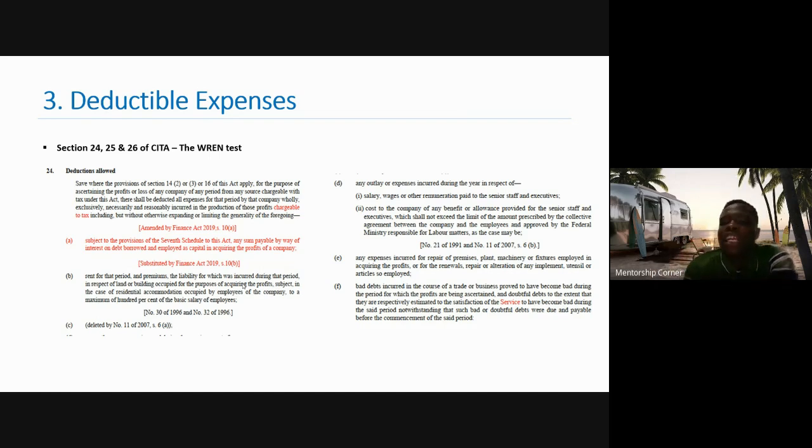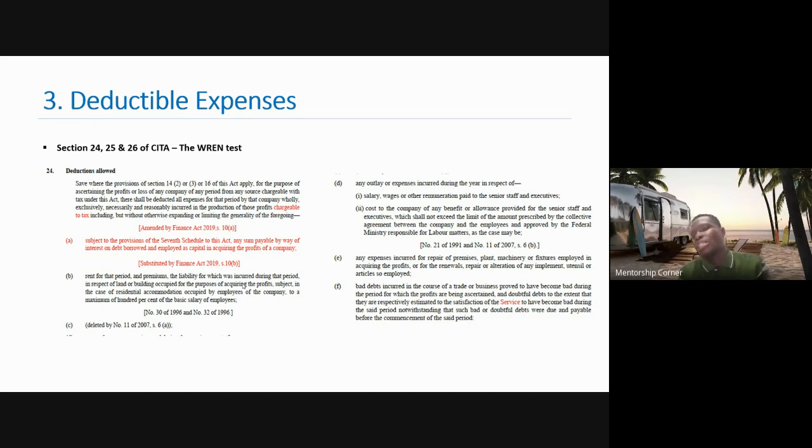Now we also have any expense, section 24E: any expense incurred for repairs of premises, plant and machineries, furniture and fittings employed in acquiring profits, or for the renewal, repair, alteration of an implement, utensils, and articles. So what he's trying to say is that any expenses that you incur in the business, taking us back to the rent principle, once it is wholly, reasonably, exclusively, and necessarily incurred for the business, then such expense is expected to be an allowable expense.